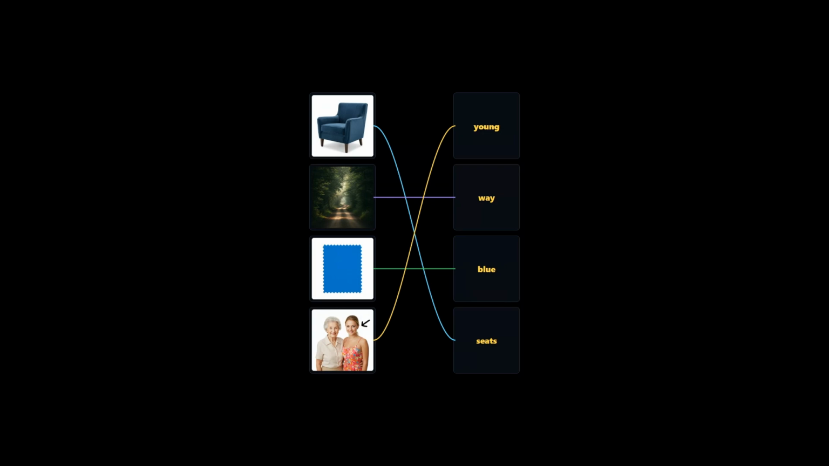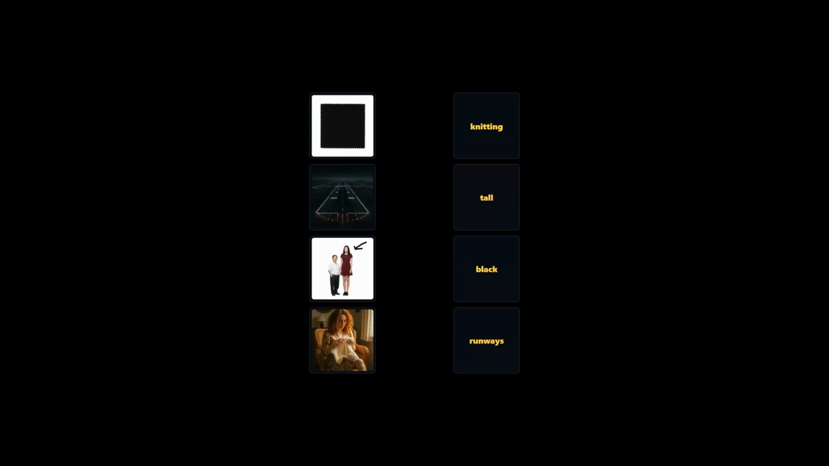That is a young woman. What is that next picture? That is the color black. Black. What is that next picture? Those are airport runways. Runways. What is that next picture? That is a tall girl. A tall girl. What is that next picture? That is a woman knitting. She is knitting.